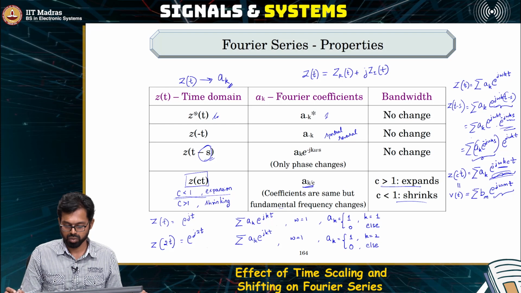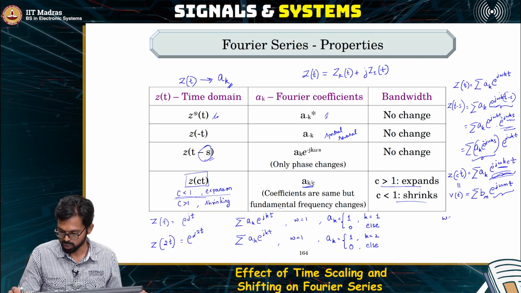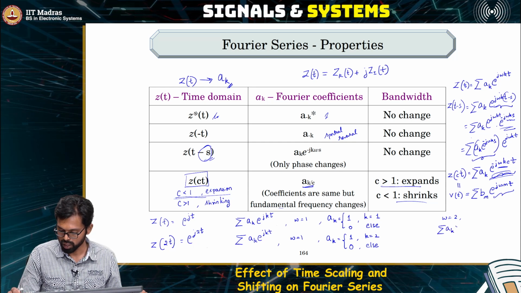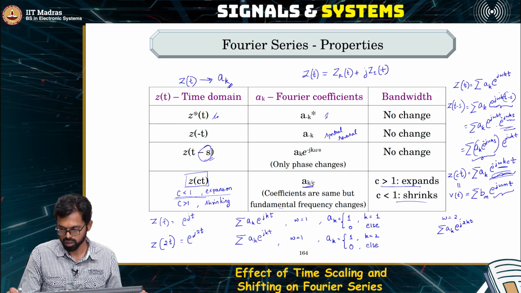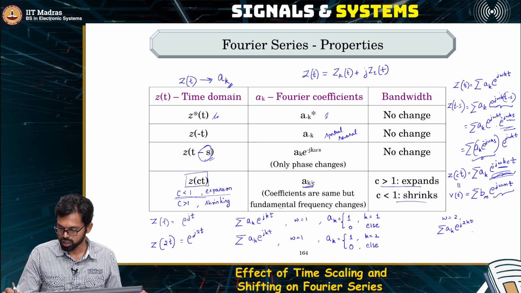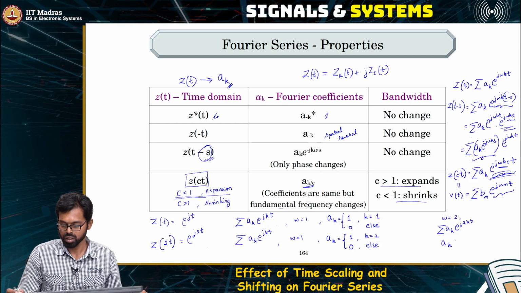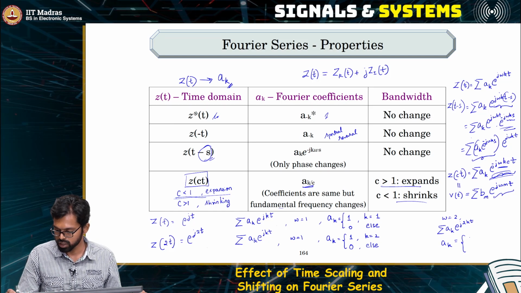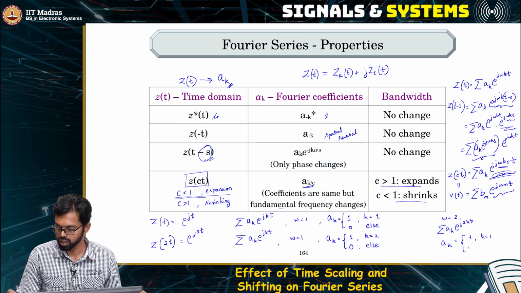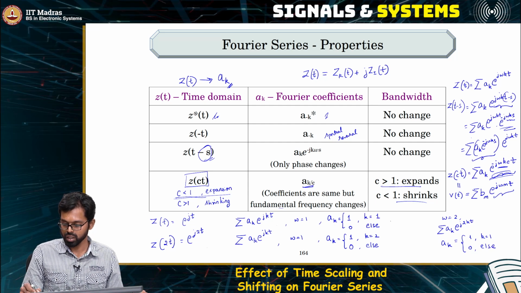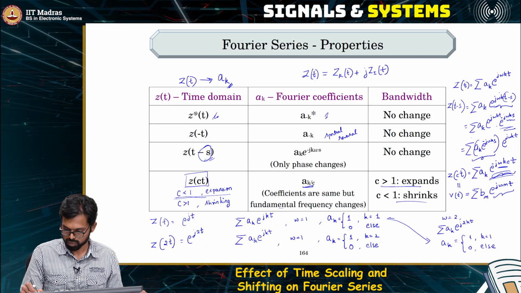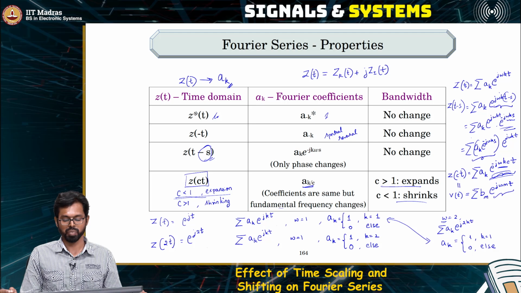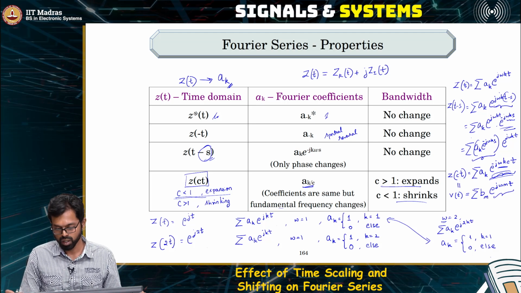So what happens when we change the fundamental frequency? Let us say we change the fundamental frequency, omega is equal to 2, then the representation is sigma ak e power j 2kt, right? Now what is the Fourier series coefficient for this? The Fourier series coefficient of z of 2t is ak is equal to 1 for k is equal to 1, 0 else. So as you can see here, these two are exactly equal. Fourier series coefficients are exactly the same, but the fundamental frequency has changed.